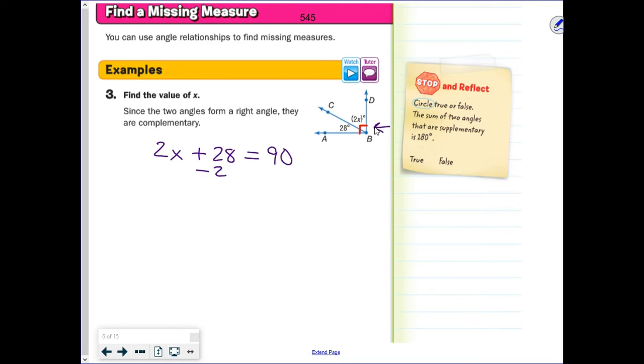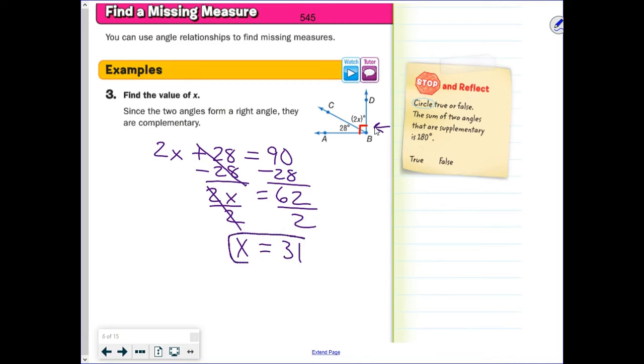I subtract 28 from both sides of my equation. The 28 and the negative 28 will cross off. 90 minus 28 is 62. So 2x equals 62. I will then divide both sides by 2 to isolate my variable x. 2 divided by 2 equals 1, so I'm left with x on the left, and 62 divided by 2 equals 31. So in my figure, x is equal to 31.